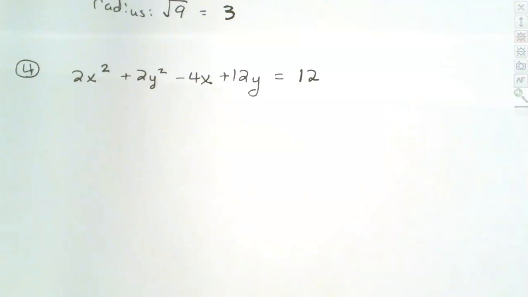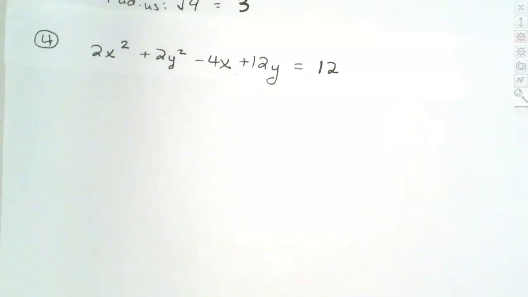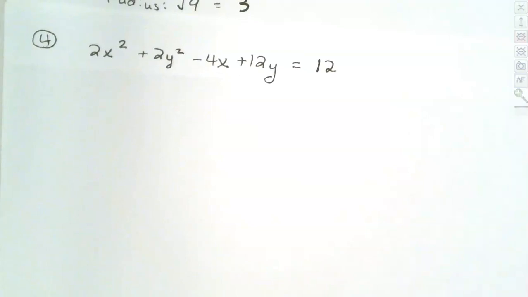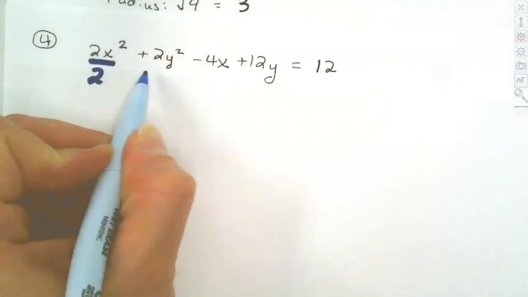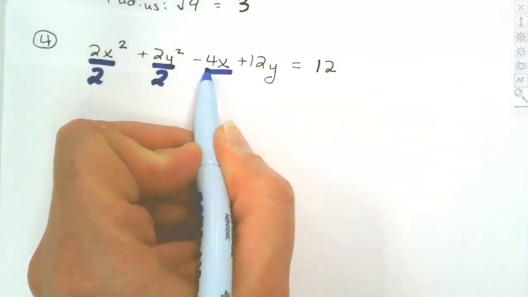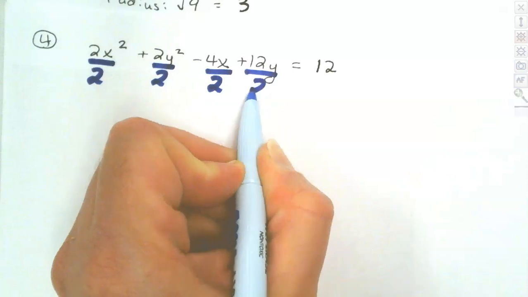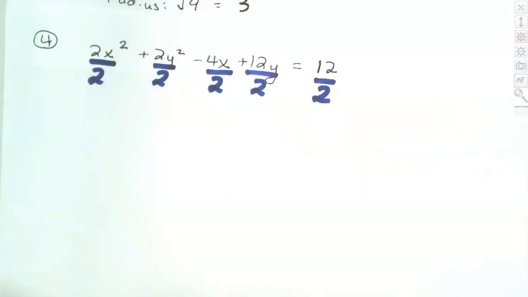Why? Because there's a 2x squared and there's a 2y squared, and those numbers will be the same. If they are not, then it's an ellipse, not a circle, and we really don't discuss ellipses at all in this class. So we're going to go ahead and divide everything by 2. That's going to get rid of the 2 that's in front of the x squared and the 2 that's in front of the y squared.